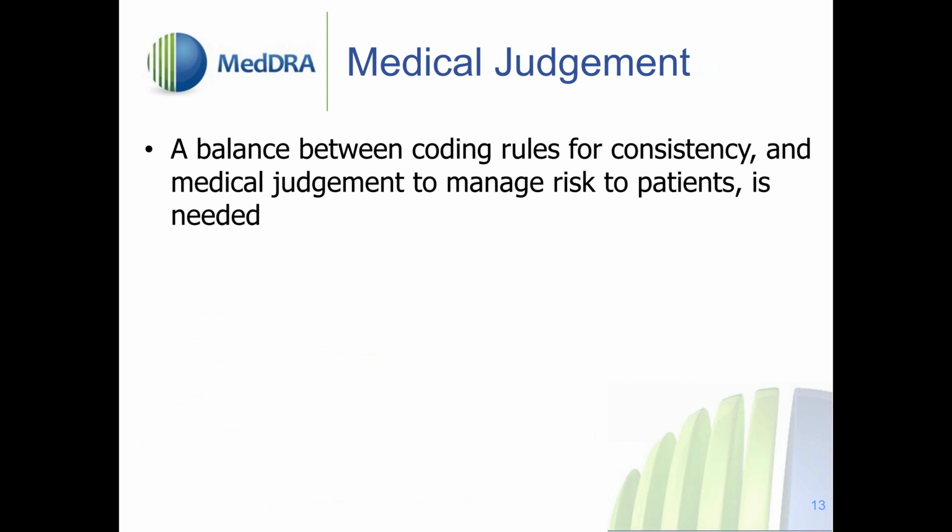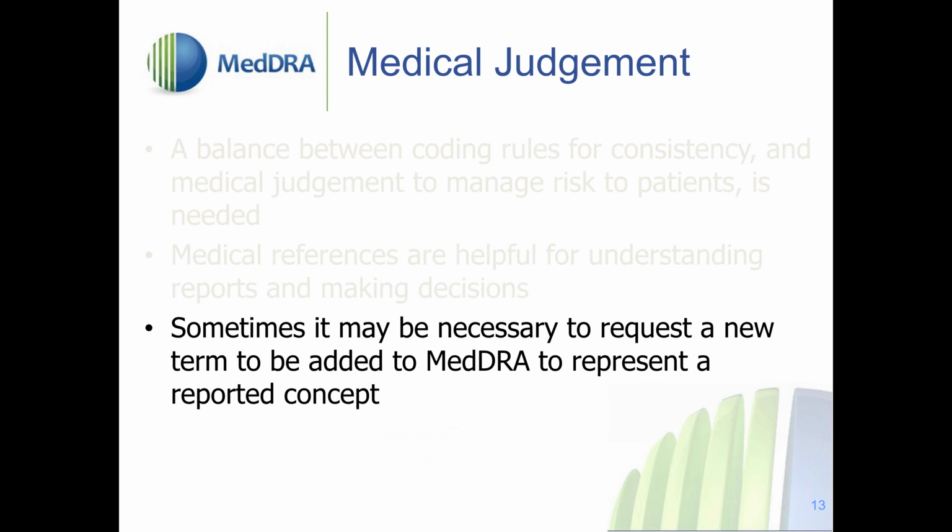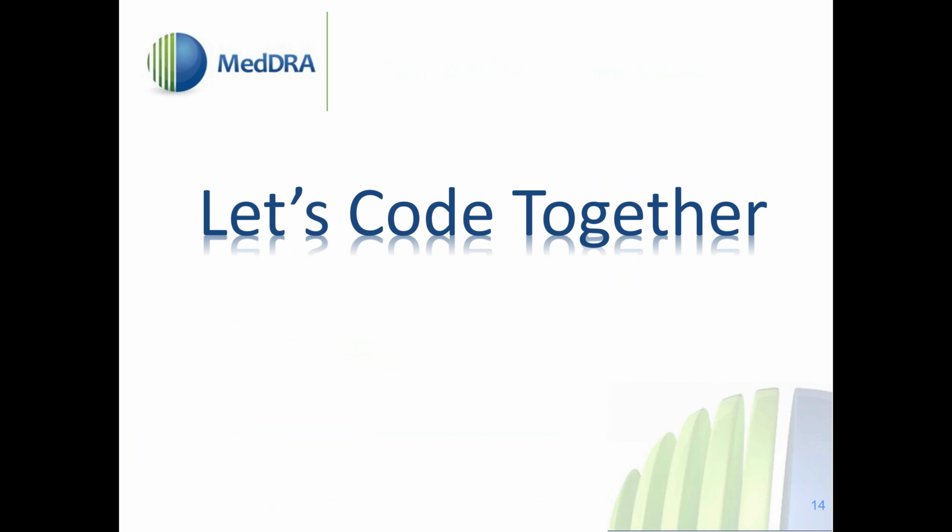Medical judgment. Coding is a balance between applying rules for consistency, but also using medical judgment that manages the risk to patients. Medical references are helpful to us in understanding the reports and making decisions about how they should be coded. You'll see that today in the examples we present. Sometimes it may also be necessary to request a new term to be added to MedDRA to represent the reported concept. So having said all of that, let's code together.